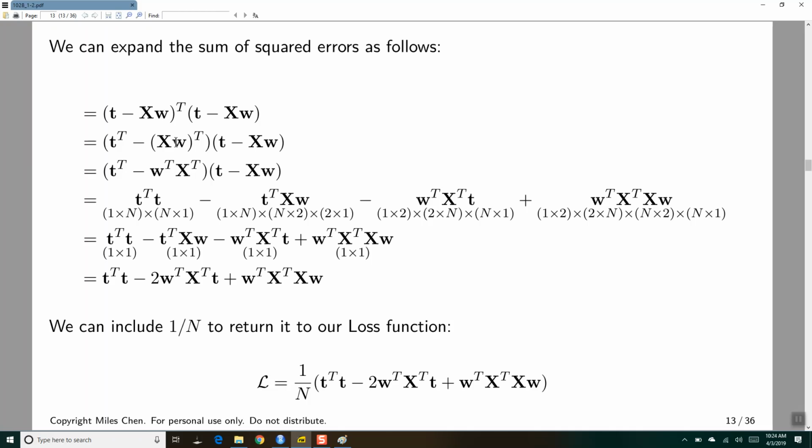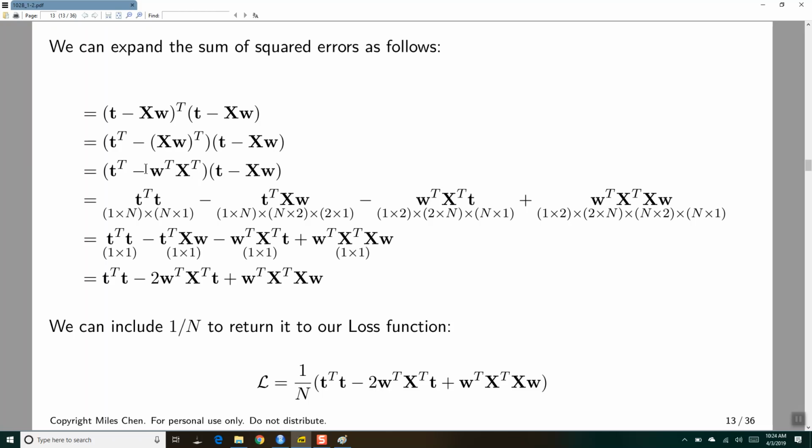So if you think of what xw is, x is n by 2 and w is 2 by 1, and so when you transpose them, x will become 2 by n and w becomes 1 by 2, and so you have to switch the order in order to keep the matrix dimensions aligned. Okay, so now we have this, t transpose minus w transpose x transpose, times (t minus xw).